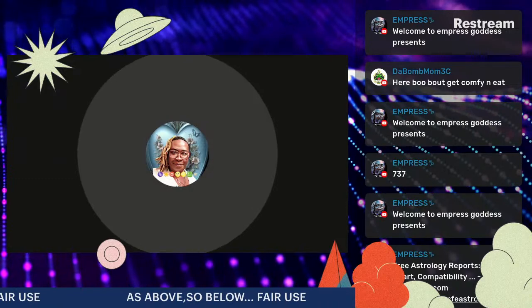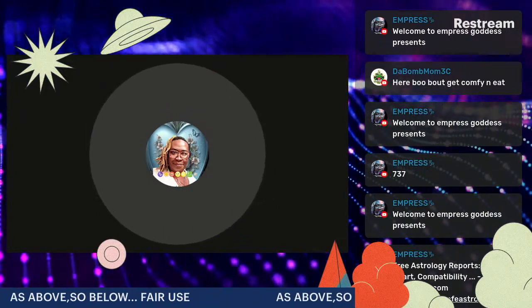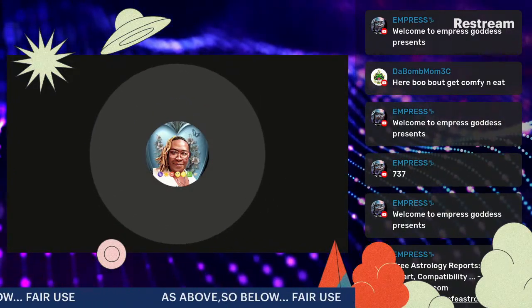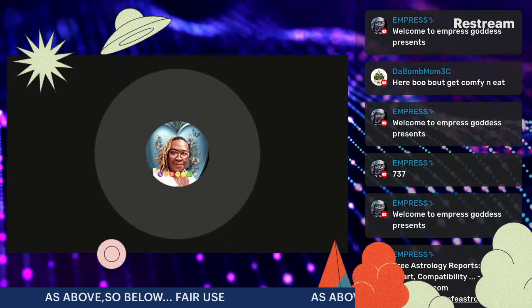You are in this decan if your sun is from 10 degrees to 19 degrees Cancer, and approximate dates for this decan are July 2nd to July 11th.